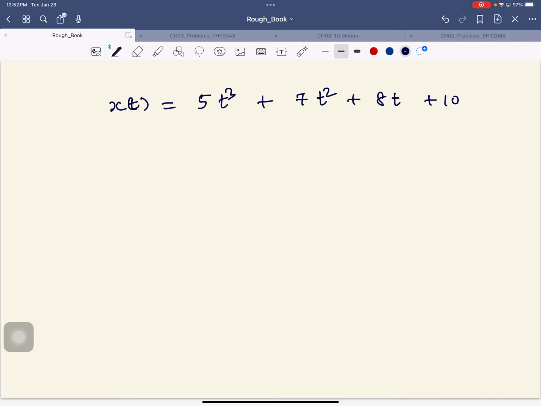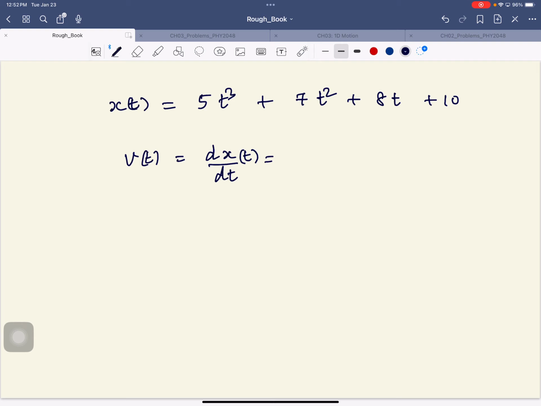Now, this contains all the information there is about the motion. You can calculate anything from this function, from this description. One of the things we'll be interested in is your velocity at any given time. You will learn in this chapter that the velocity at any given time is the time derivative of your position.